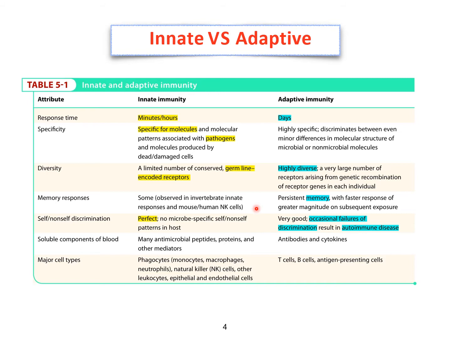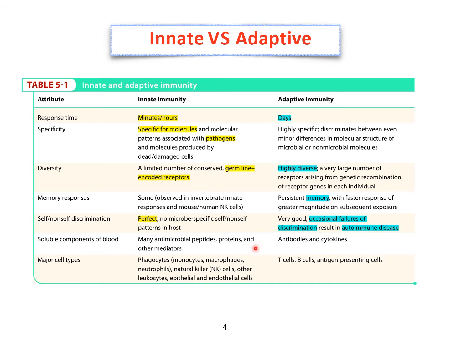Memory responses are seen only in some of the innate immunity responses, observed in invertebrate innate responses and mouse or human NK cells. And in adaptive, there is persistent memory with faster response of greater magnitude on subsequent exposure. And self or non-self discrimination is very perfect in innate, with no microbe specific self or non-self patterns in host. And in adaptive, it is very good. Occasional failures of discrimination result in autoimmune disease.